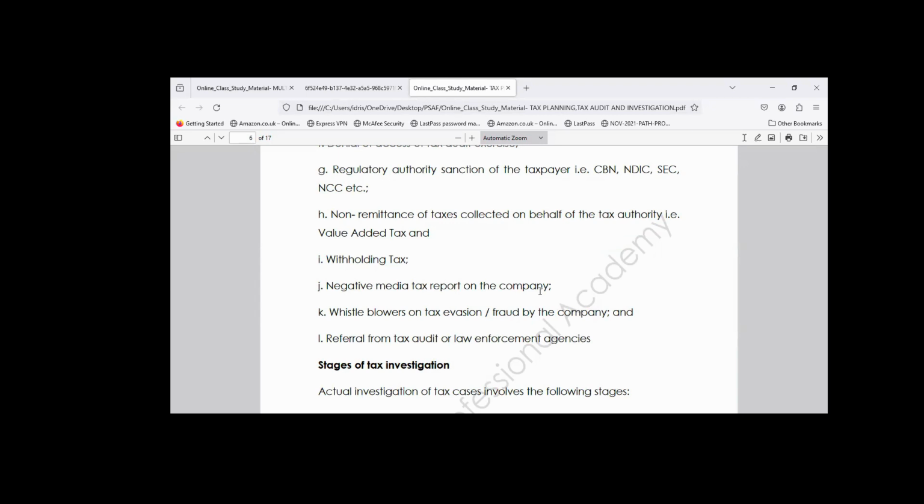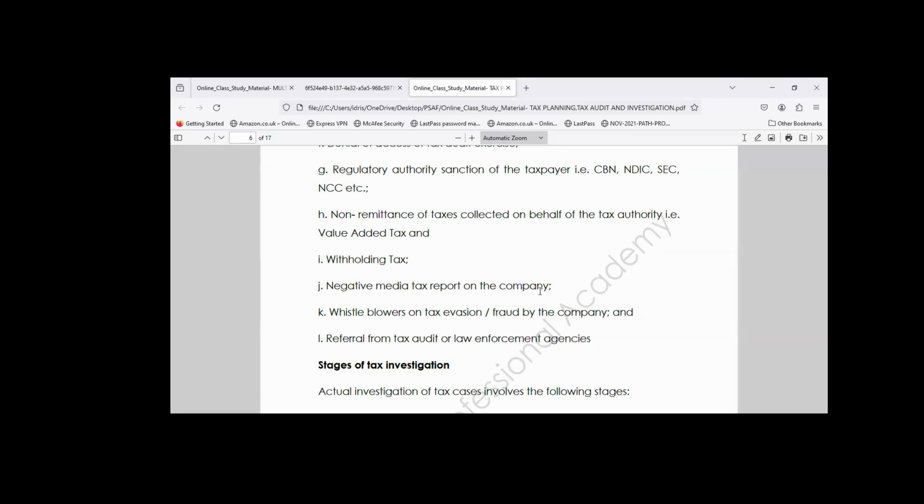Whistleblower on tax evasion. Tax authority receive whistleblower reports. Maybe staff of the company, they are the one that went to tax authority. They noticed that this company are not remitting tax. Maybe they have sacked the staff already. Example of that, a staff that they sack, and he has worked for the company for more than 5 years, is the accountant of the company. He now realizes that for the 5 years, the company did not pay pension for the staff. And they sack the man, so he retaliates.